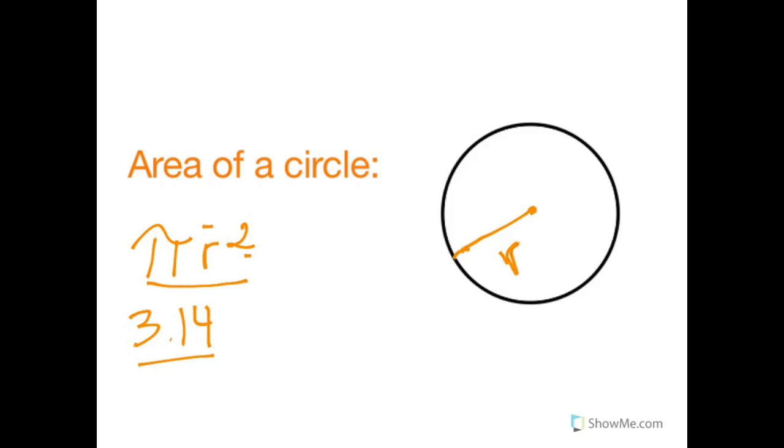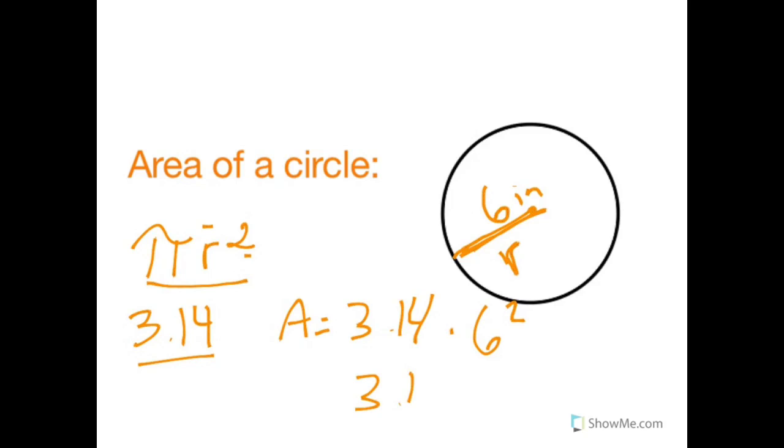Obviously, the radius is, again, from the center to the outside of the circle. So, if I gave you this radius and said that it was 6 inches, let's just say, to find this, I would do area equals pi 3.14 times 6 squared. Okay, I know 6 squared would be 6 times 6, so I would end up with 3.14 times 36 for my area.